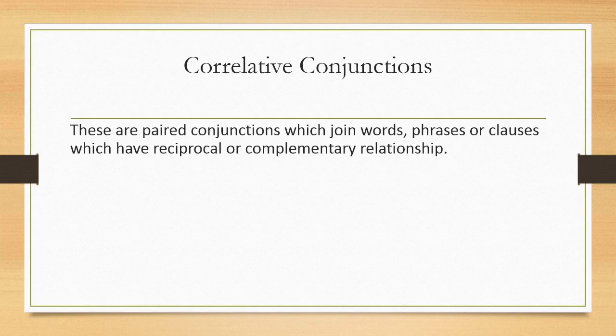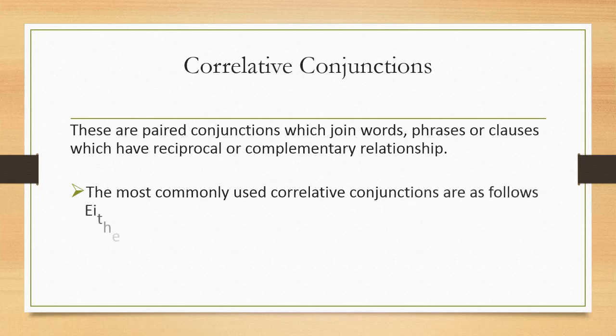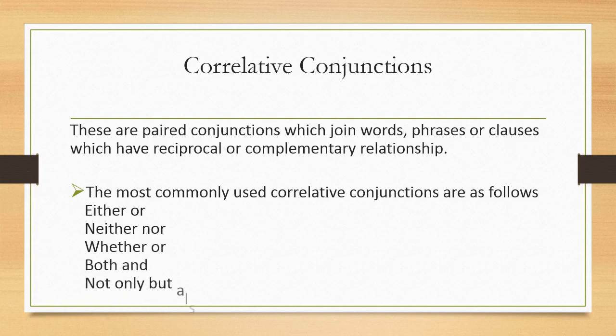Let's read some examples. The most commonly used correlative conjunctions are as follows: either or, neither nor, whether or, both and, not only but also. So these are examples of correlative conjunctions. Clear to everyone? They are used in pairs and they help in joining words, phrases, or clauses. Now let's quickly move to the next slide.